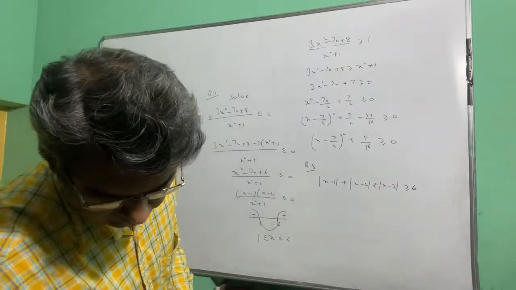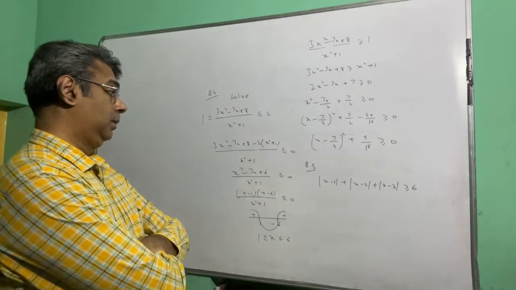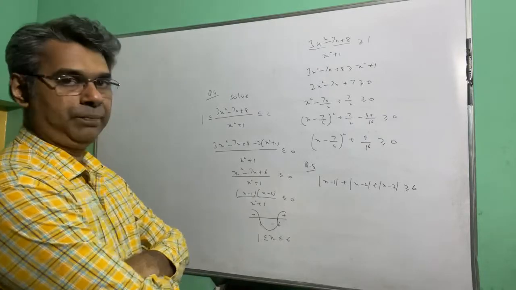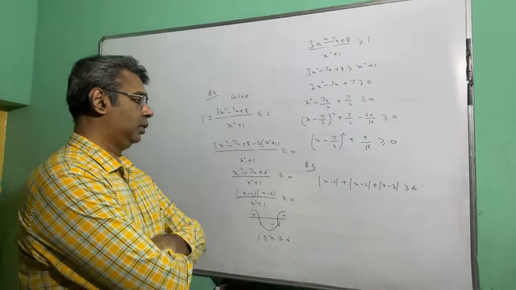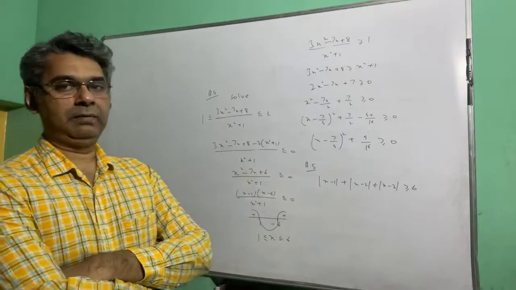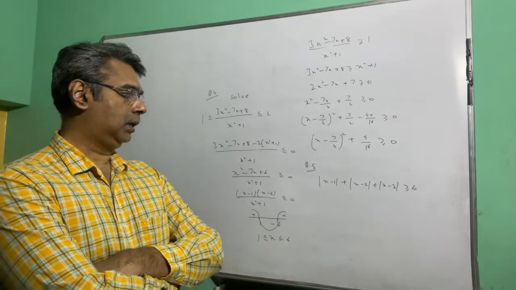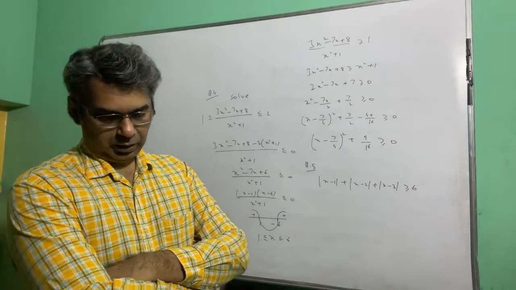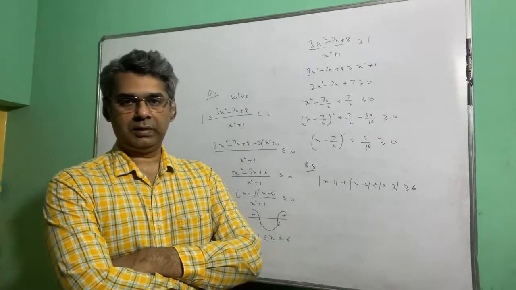Okay, now |x − 1| + |x − 2| + |x − 3| is greater than or equal to 6. This is question number 5. So this time we have a modulus inequality, right? Inequality containing modulus. How do we do this type of sum? See, in order to do this type of sum, you will have to use intervals. There is no other method.